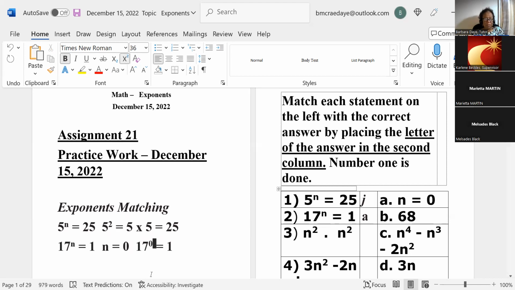Okay. 17 to the 0 power is equal to 1. So for number 2, the answer is A.